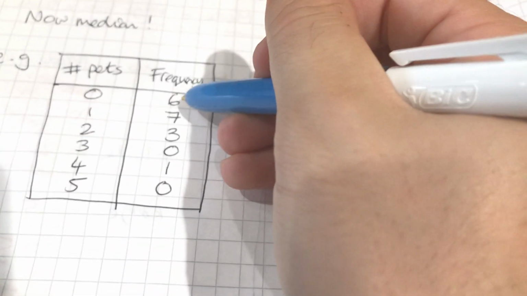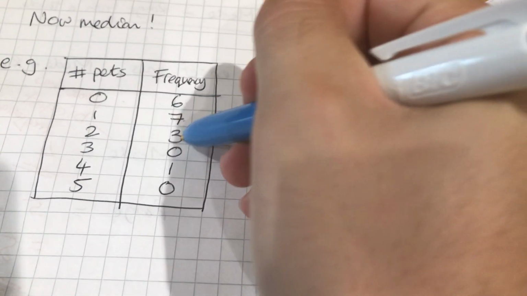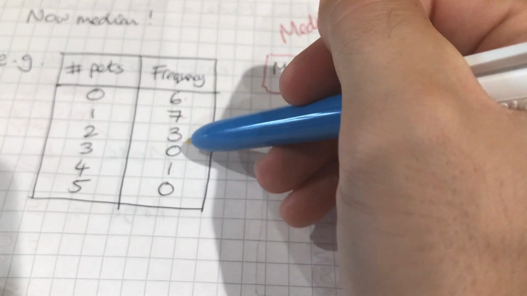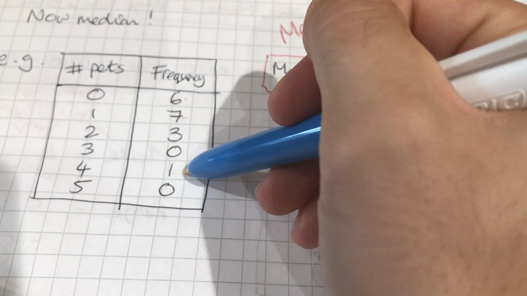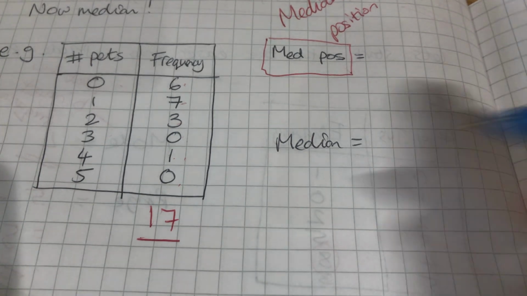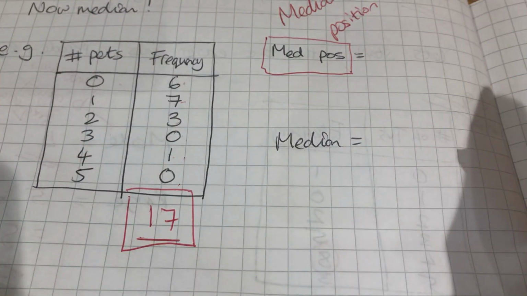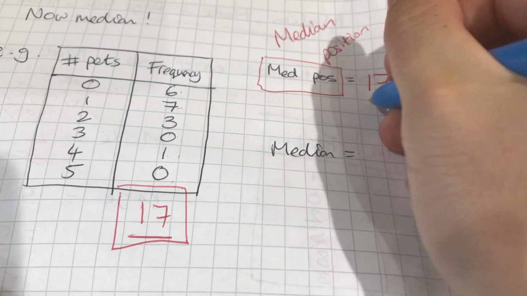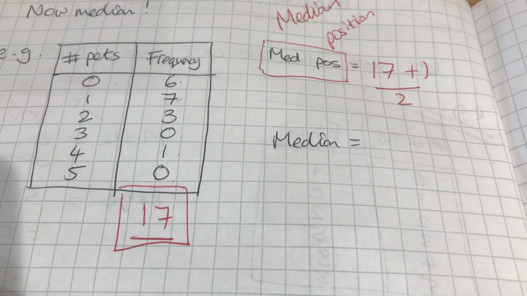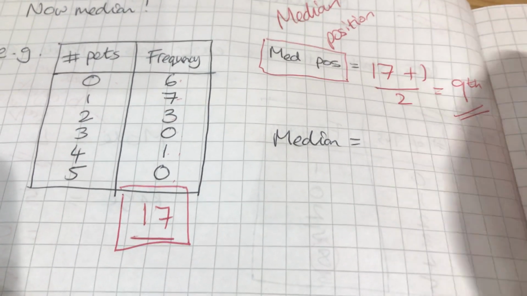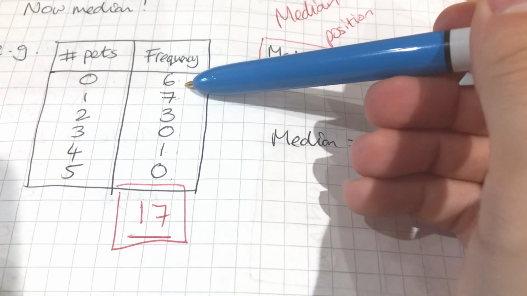So we have got 6 0s, 7 1s, 3 2s, no 3s, 1 4 and no 5. So in total that's 6, 13, 16, still 16, 17, still 17. So 17 is our total frequency. So our median position is 17 plus 1 divided by 2. Well, 17 plus 1 is 18. Half it. 9th we're looking for. So 9th is the position we're looking for.